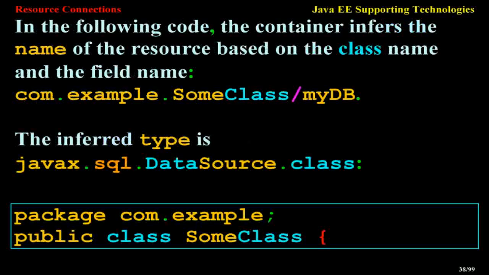In the following code, the container infers the name of the resource based on the class name and the field name.